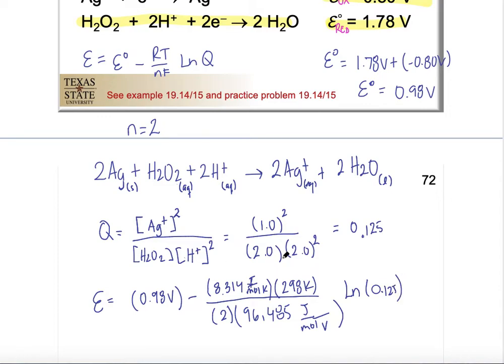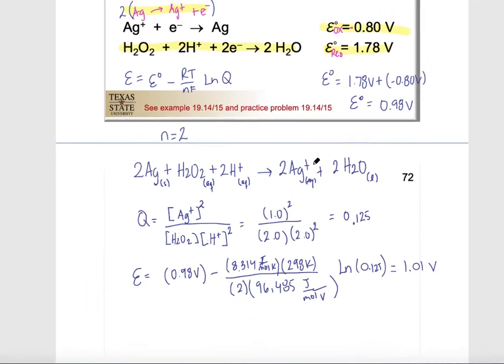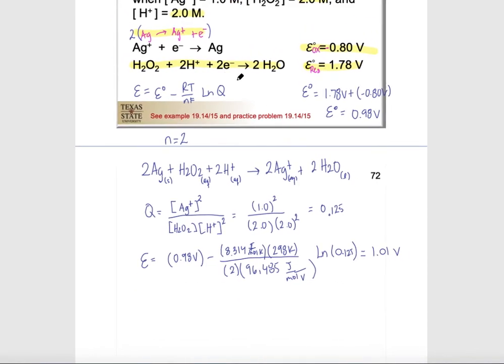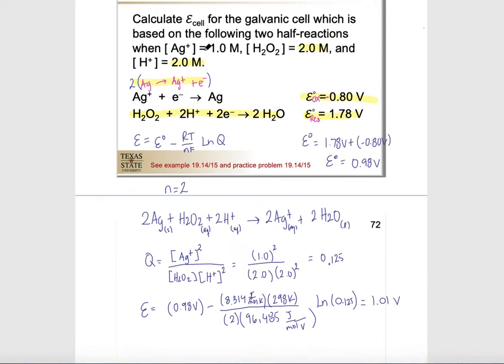All right. When you plug this into the calculator, you should get your answer as 1.01 volts. And we are done with that calculation. All right, so just to recap, what we ended up doing in this problem is that we knew that since we were under non-standard conditions, we needed to utilize the Nernst equation. To be able to solve this, of course, we need the cell potential under standard conditions, which is found by adding the oxidation and the reduction potentials.